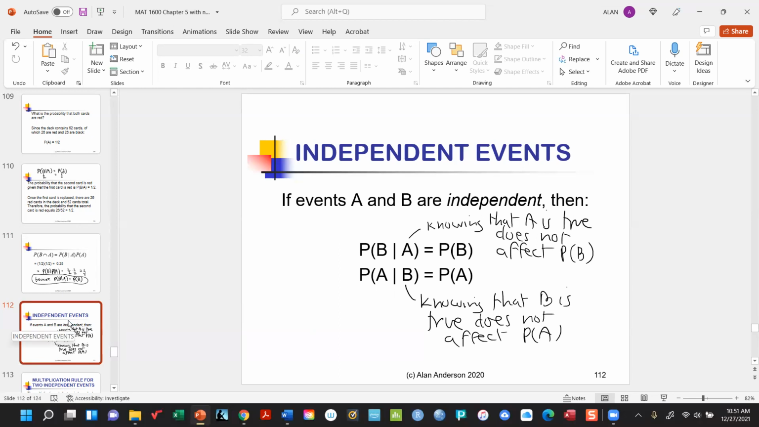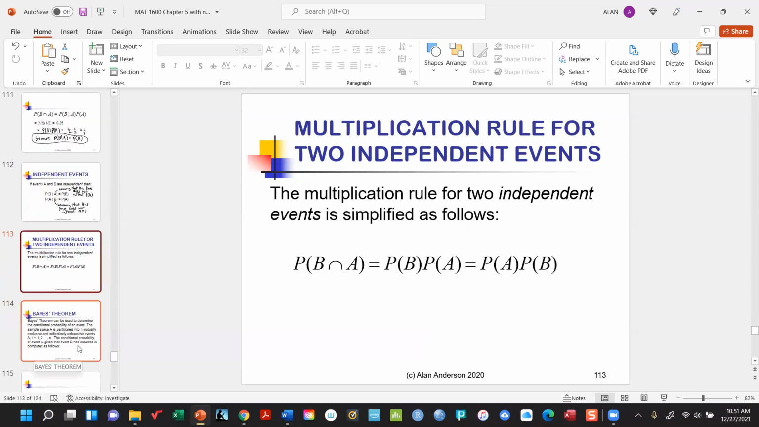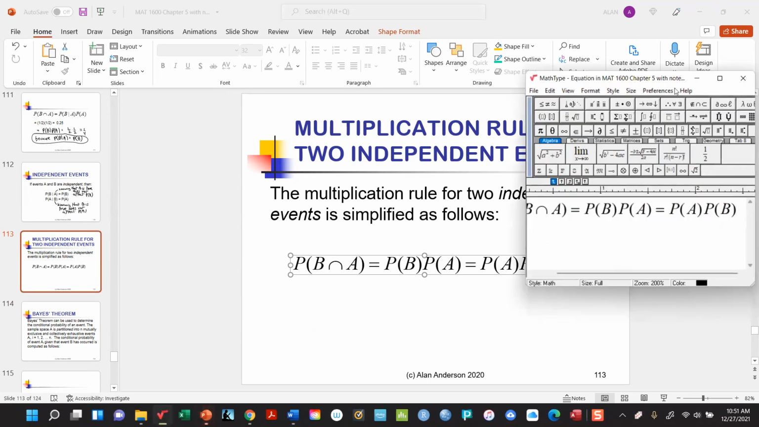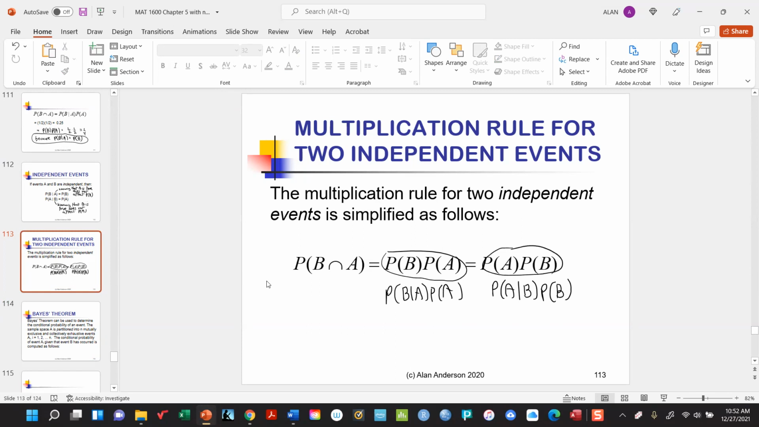Now, with that being said, look how simple the multiplication rule becomes when this is true. Oh, it's so easy. What happened here? Something's, no, no, that's right. Sorry. I thought I made a mistake, but then I realized I did not. The probability of A, look how easy this is. Instead of this or this, we can just write it as the product of these two. Wow, that is so nice. It's a lot simpler because we do not have to worry about conditional probabilities.